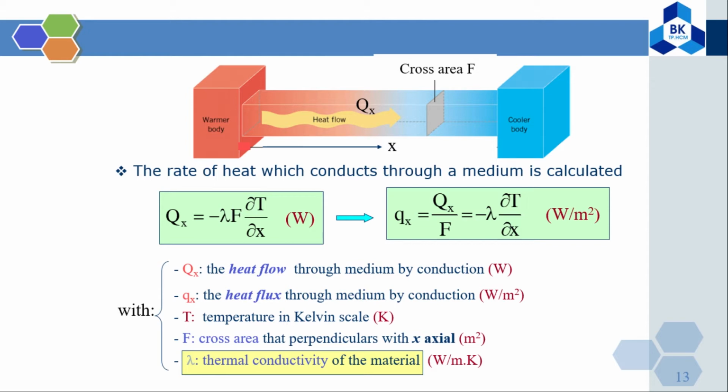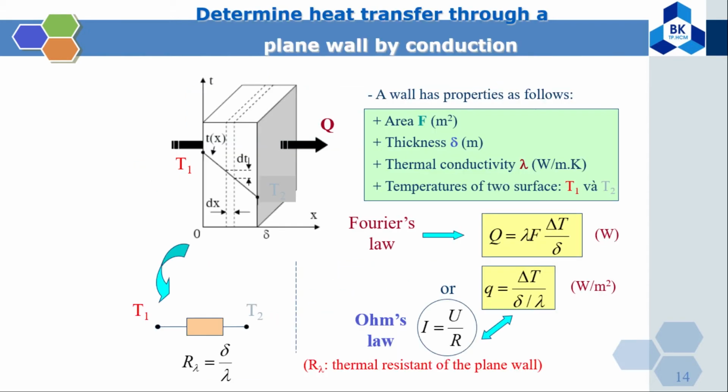T is temperature on the Kelvin scale. F is the gross area perpendicular to X. Lambda is the thermal conductivity of the material.